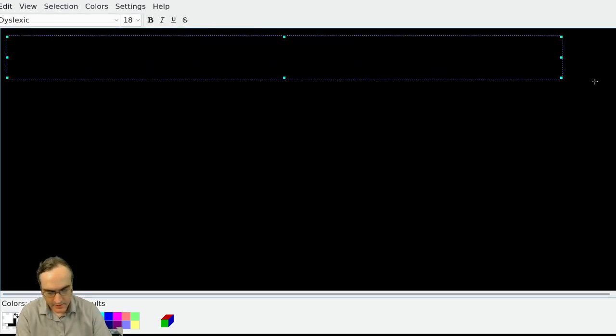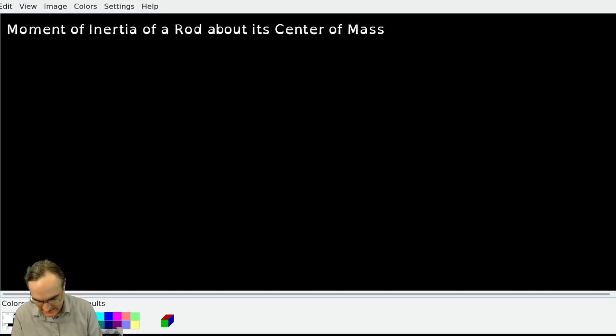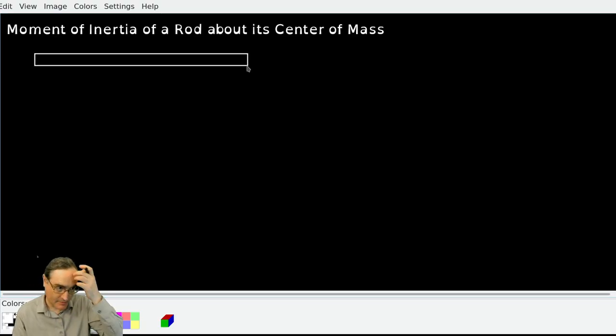Alrighty, here we go. Moment of inertia of a rod about its center of mass. The center of mass is indeed special in this context. The center of mass moment of inertia, which minimizes the moment of inertia, is a special thing that we can make use of with something called the parallel axis theorem later. It's a very handy concept, so we will talk about it in more detail.